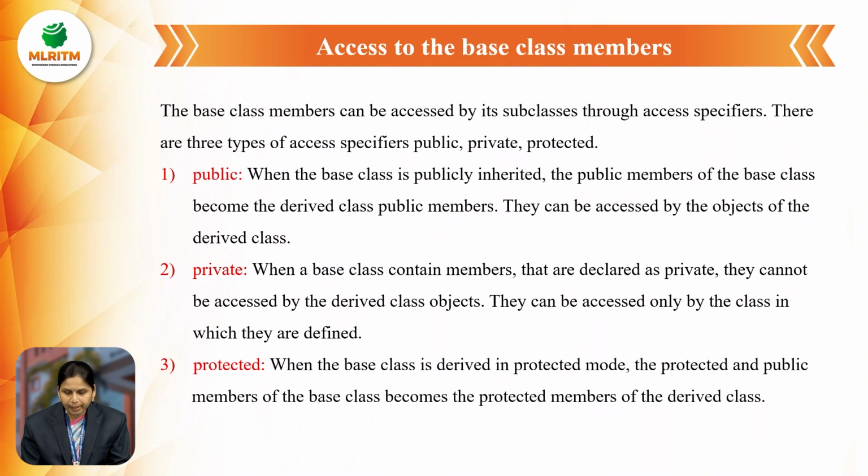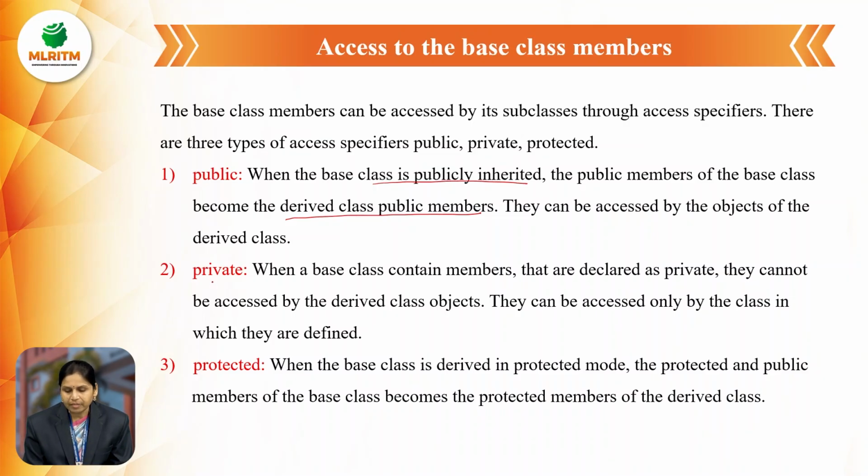When the base class is inherited publicly, the public members of the base class become the derived class's public members. So all the public members from the base class are derived to the child class as public members.